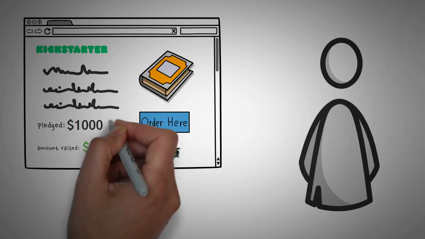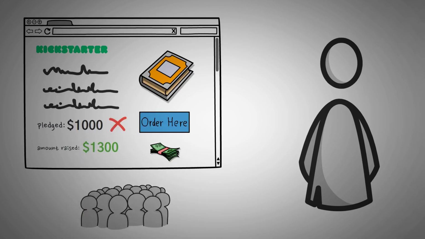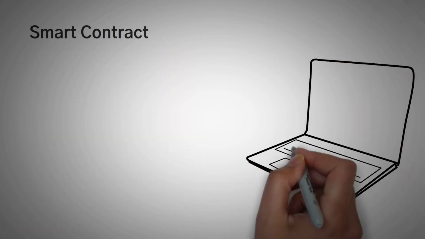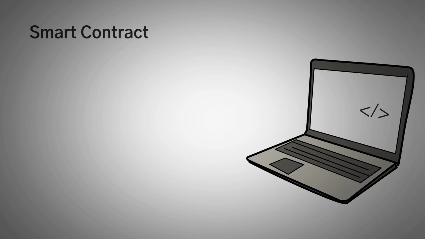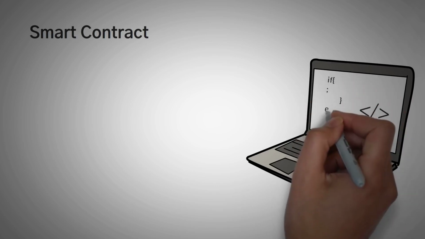However, if I didn't reach the $1,000 goal because, for example, my grandma didn't donate or something, then I wouldn't get anything and all of that money would be returned to the people that donated it. A smart contract is exactly like this. It's a piece of code that does something if something else happens. A lot of people call it if this, then that.